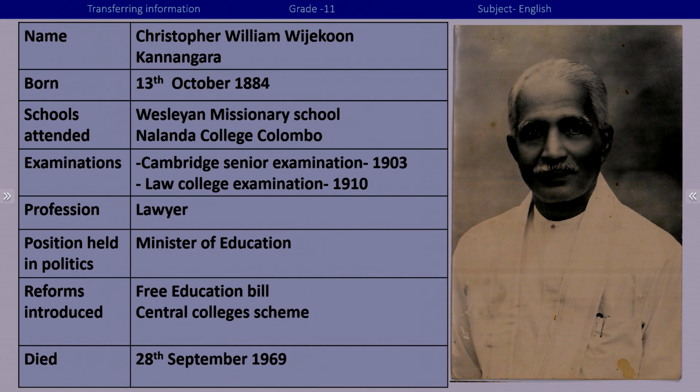Now, you know name, born, date of birth, and school attended, examinations, profession, and position held in politics, and reforms introduced and died. Try to remember this information. So, you need these things to do the next one. Right, let us see our task.